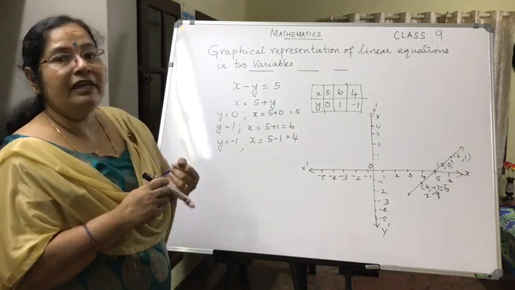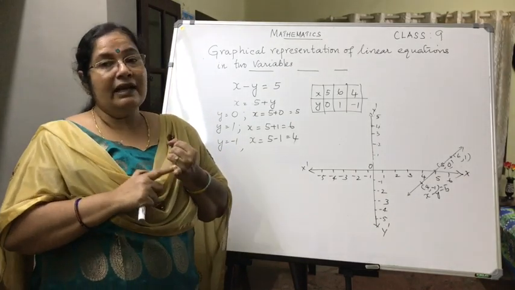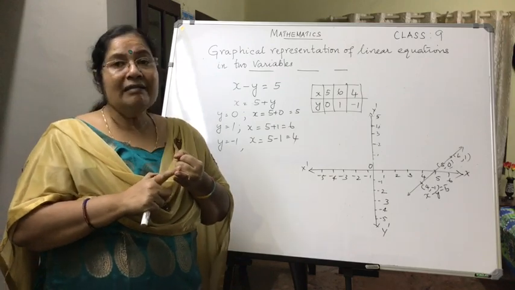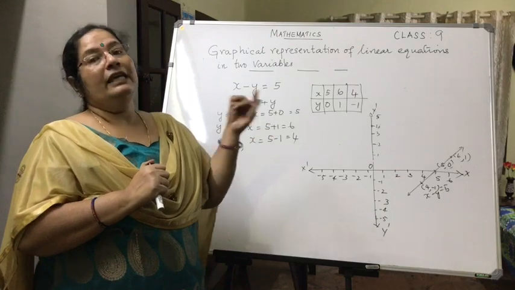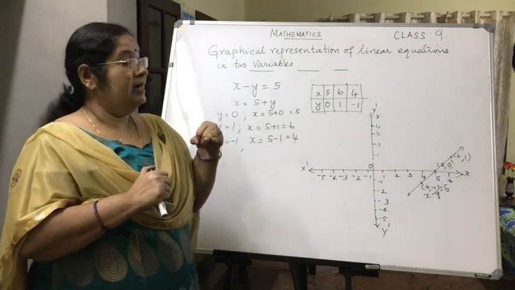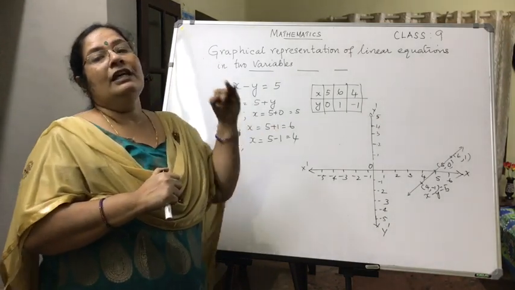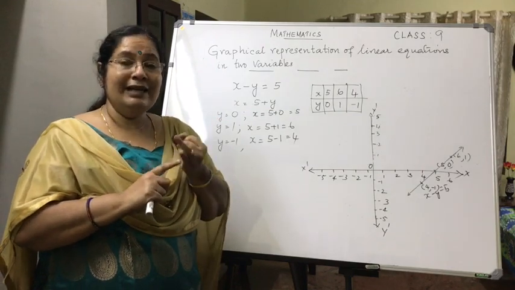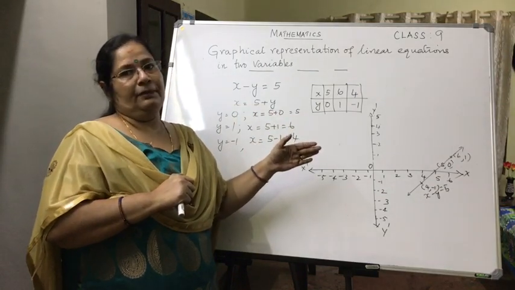So three things we can conclude from a graph of a linear equation. First, the graph of a linear equation is always a straight line. Second, every point on the graph is a solution for the given linear equation. Third, every solution for a linear equation lies on the graph. So these three conclusions we get from a graph of a linear equation.